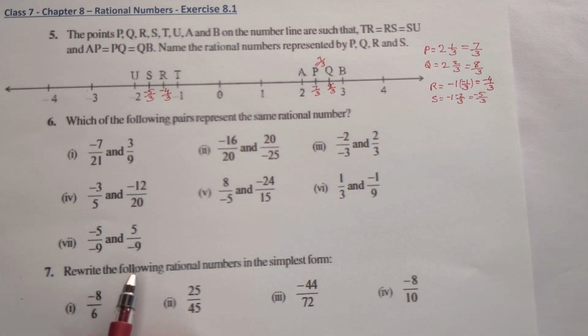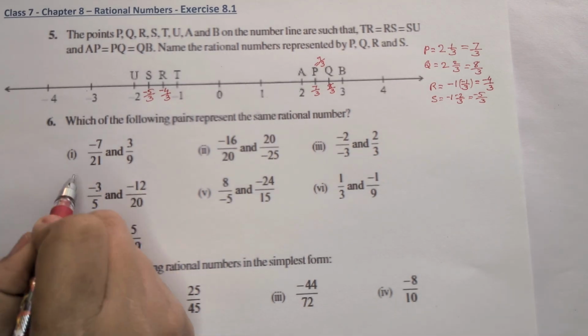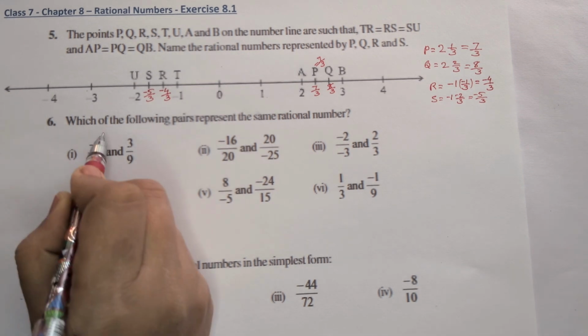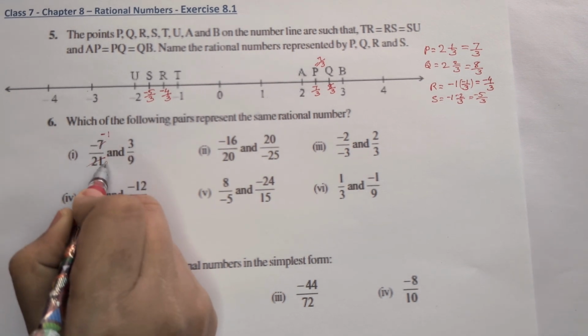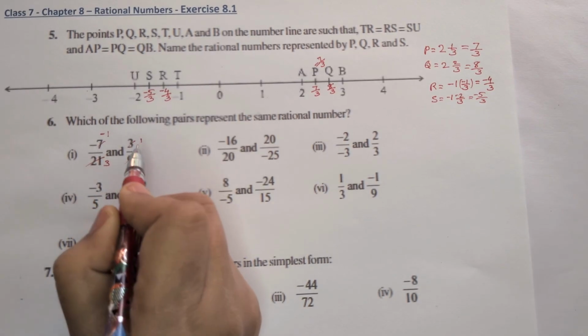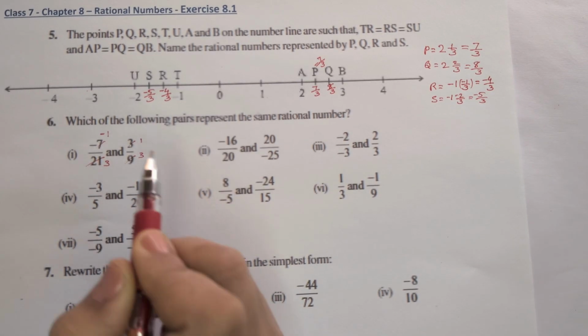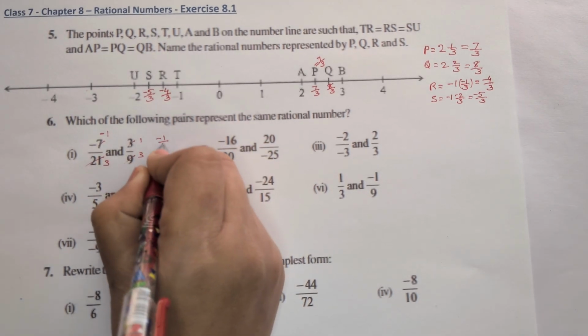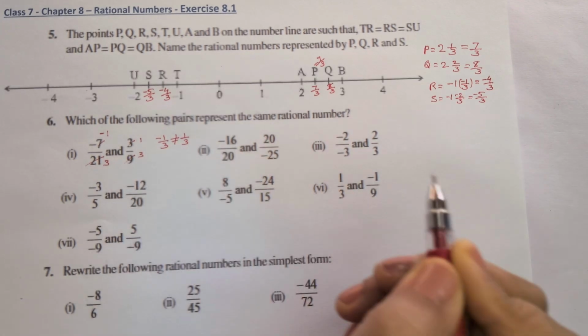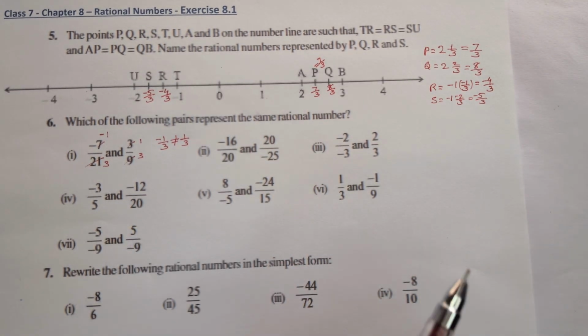Now question number 6. Which of the following pairs represent the same rational number? For that we have to simplify these rational numbers and check whether both the rational numbers are same or not. We can divide here 7 and 21 by 7. When we are cutting, here -1 and here 3. -1 by 3 we will get. When we are simplifying 3 by 9, by dividing by 3, we will get 1 by 3. So what we are getting? -1 by 3 and 1 by 3. These two are not equal. So they are not same.